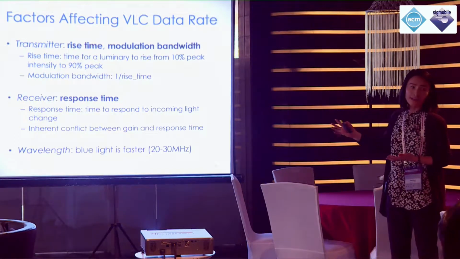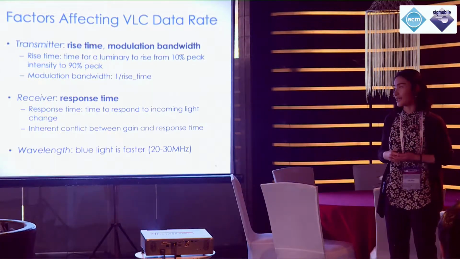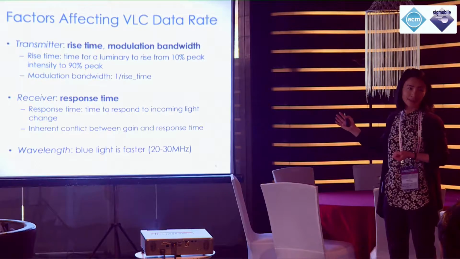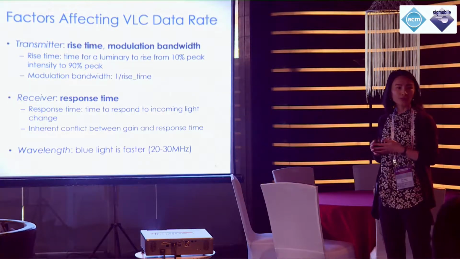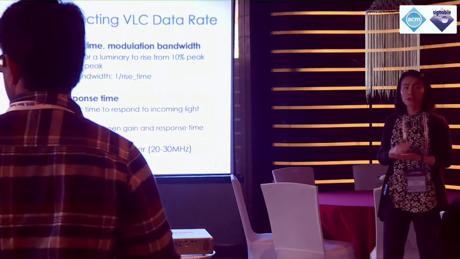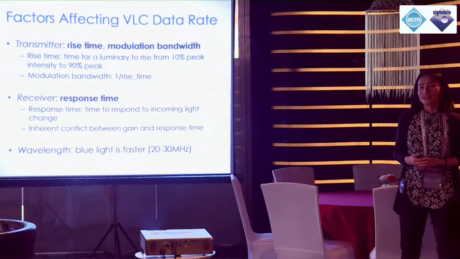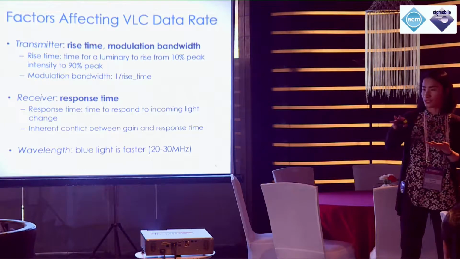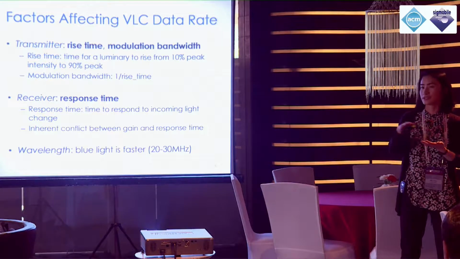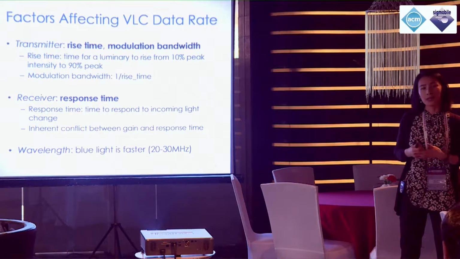And lastly, the wavelength really has a key impact on how fast the luminary can change. Blue light is the fastest one, often around 20 to 30 megahertz. And the yellow light is the slowest one, only a few megahertz. So in some system setups, people will have a blue filter in front of the photodiodes so that they're only looking at the changes in the blue light, because that gives you the fastest modulation bandwidth in general.